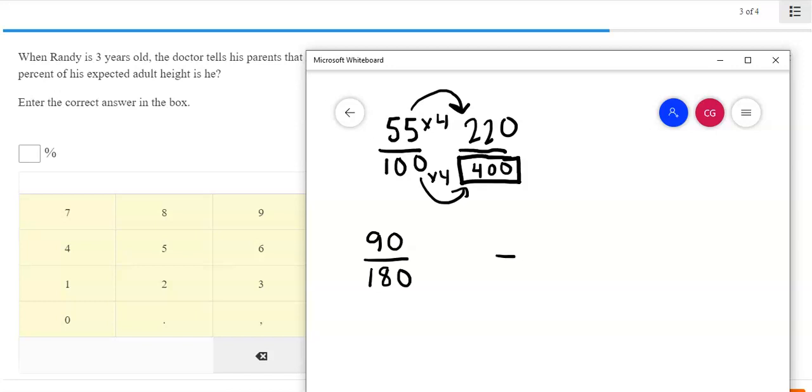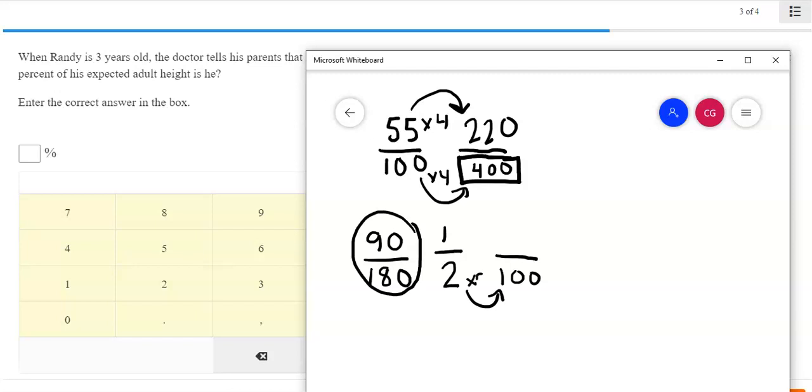And we need to know for 100. Before we get too complicated here, let's look at 9. I cannot easily get 180 to be 100. But if I look at this fraction right here, I know that 90 is half of that. So I'm going to change 90 over 180 into one half. Now I can do it.